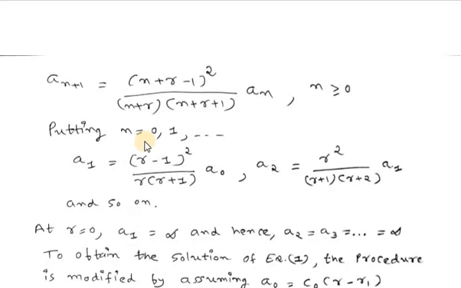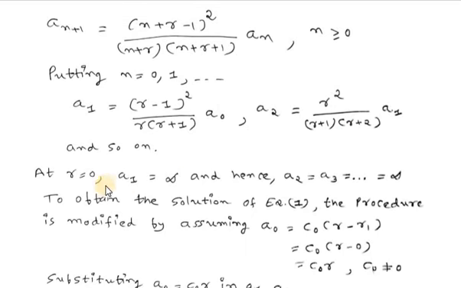Okay. Now put the value of n equals 0 and 1. So for n equals 0, we have a1 equals (r-1) whole square upon r(r+1) into a0. For n equals 1, we have a2. So 1 minus 1 is 0, in the numerator we have r square, and the denominator will become (r+1)(r+2), into a1, and so on.